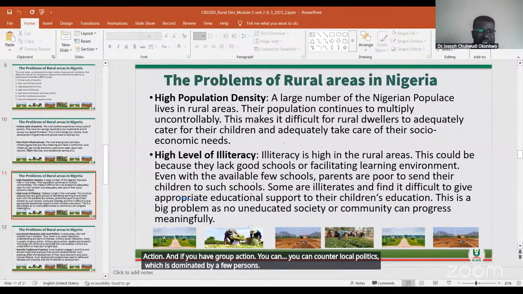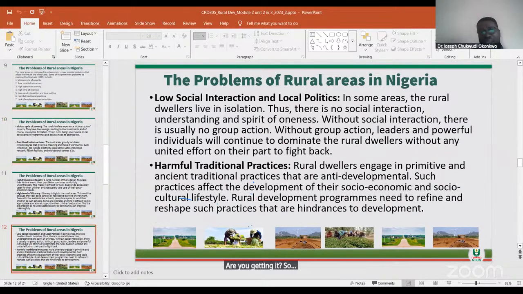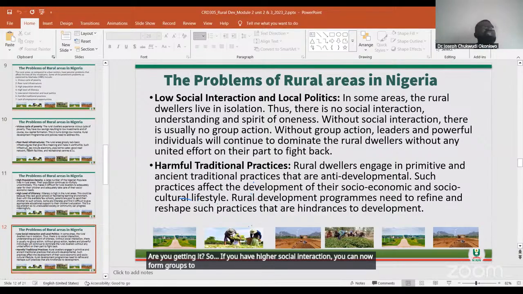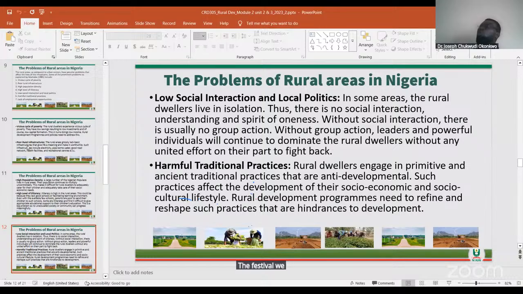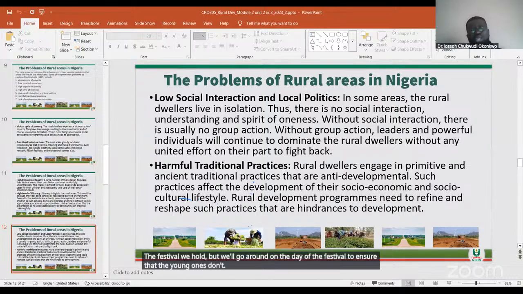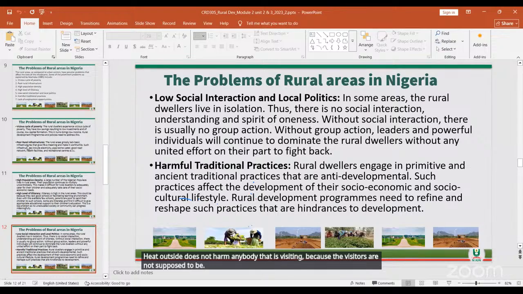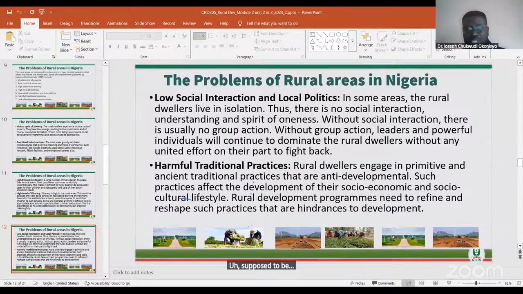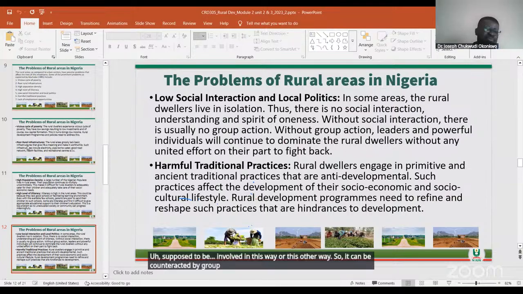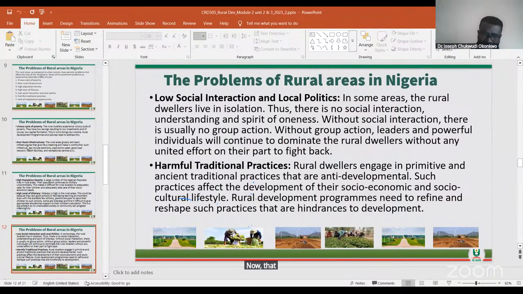Are you getting it? So if you have higher social interaction, you can now form groups to say, okay, the festival we hold, we'll go around on the day of the festival to ensure that the young ones don't hit outsiders, don't harm anybody that is visiting, because the visitors are not supposed to be harmed or involved in this way or that way. So it can be counteracted by group actions. Now, that is good in itself.